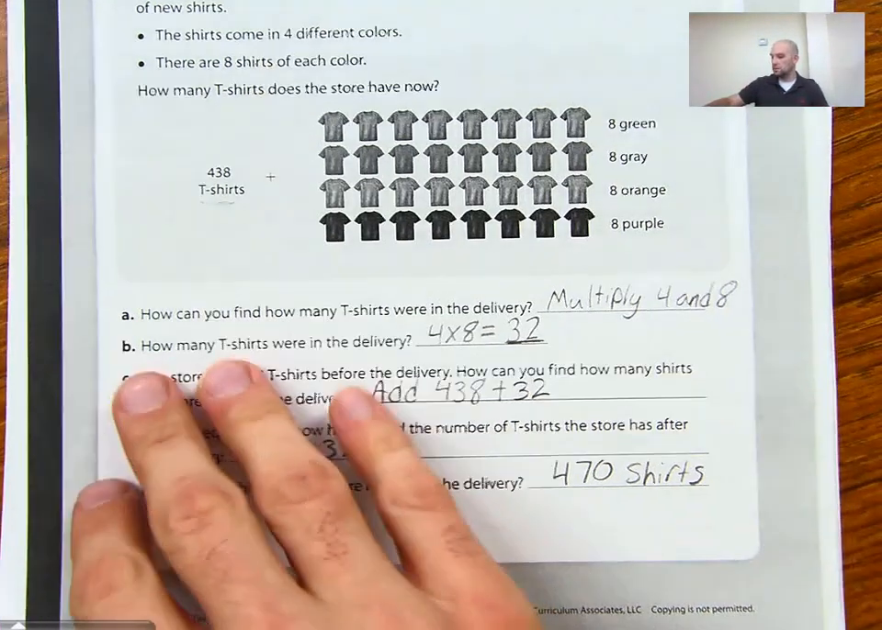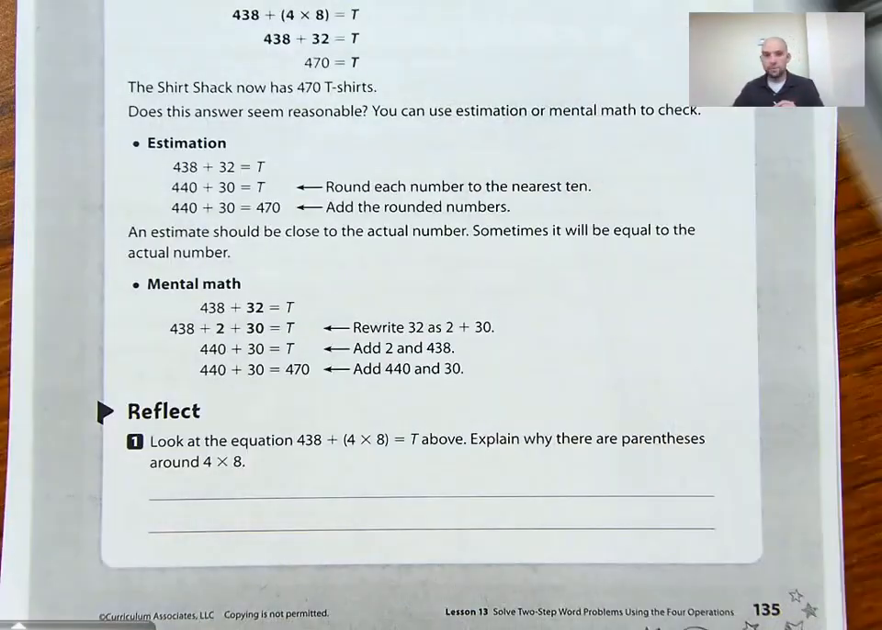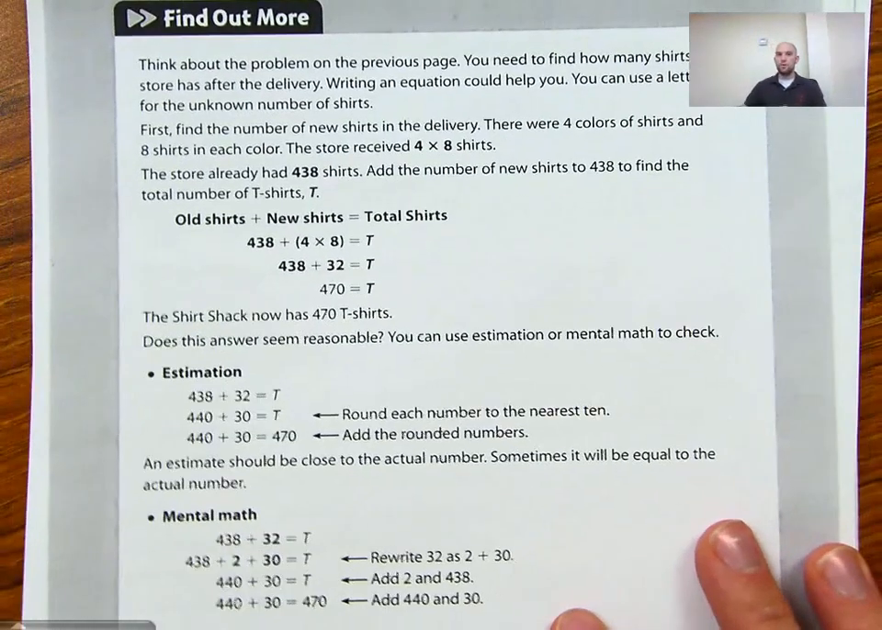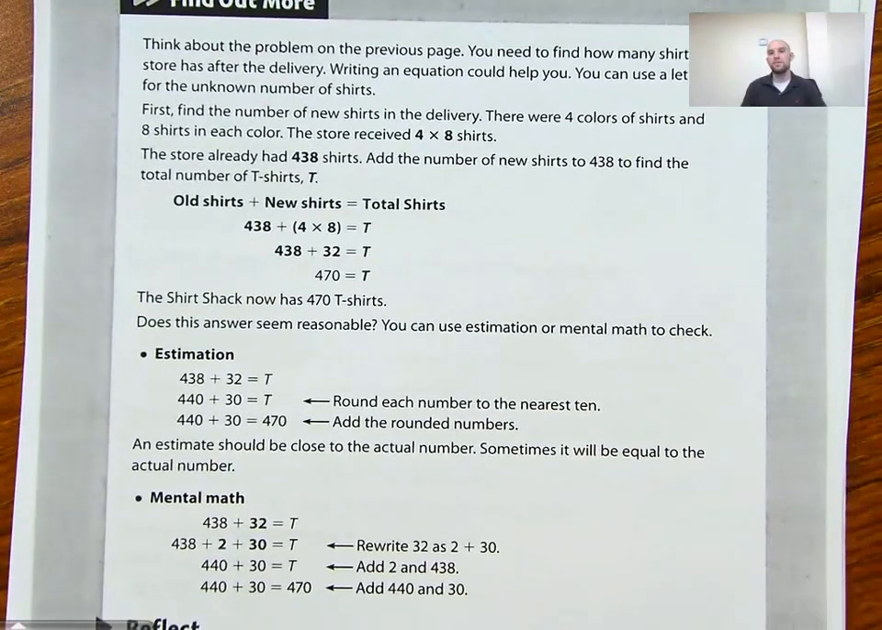All right. We are ready for page 2. Let's find out more. Think about the problem on the previous page. You need to find how many shirts the store has after the delivery. Writing an equation could help you. You can use a letter for the unknown number of shirts. First, find the number of new shirts in the delivery.